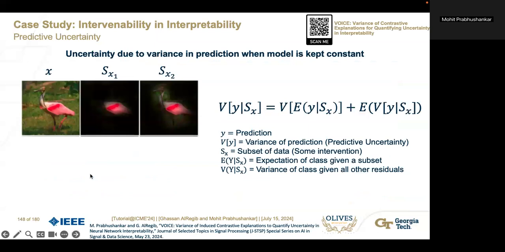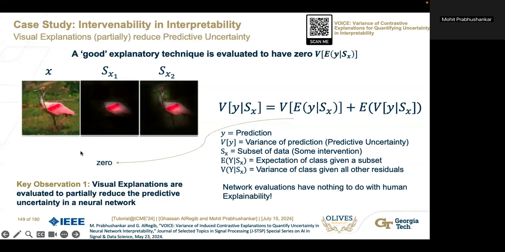The reason we talked about it is that this is very similar to the uncertainty definition. Predictive uncertainty is the variance of your output given certain perturbation, in this case SX, which is your explanation mask. If you use some kind of a variance decomposition, it becomes variance of expectation plus expectation of variance. Let's say you have a method which is explanation 2, the authors would have already made sure that this is 0. Your expectation of y given SX2, this part is going to be 0. So variance of this 0 is going to be 0.